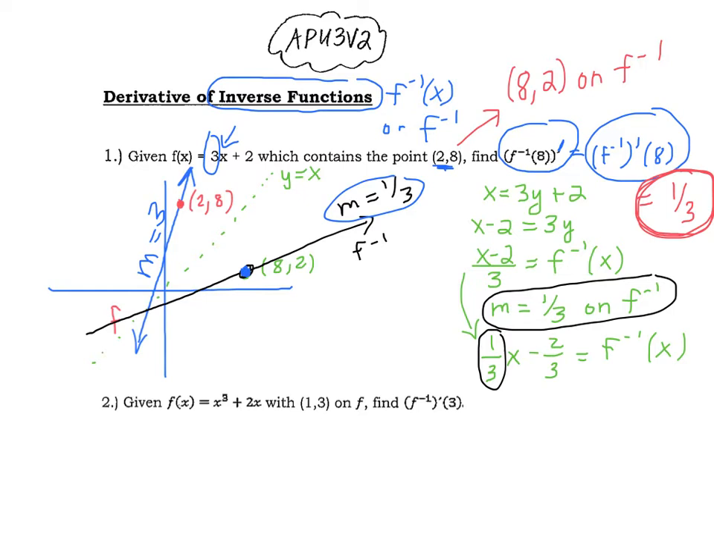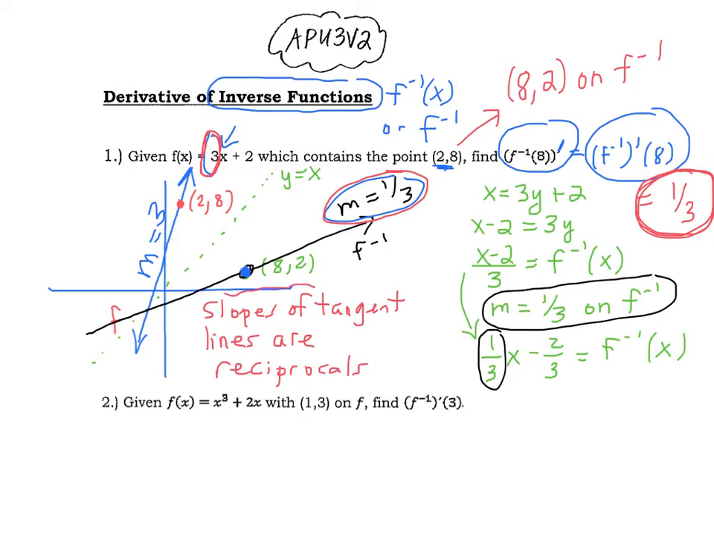So let's try to summarize what we just noticed. The slope of the original one was 3. The slope of the inverse was 1/3. So it looks like the slopes of the tangent lines are reciprocals. Let's write that down. Slopes of tangent lines are reciprocals.